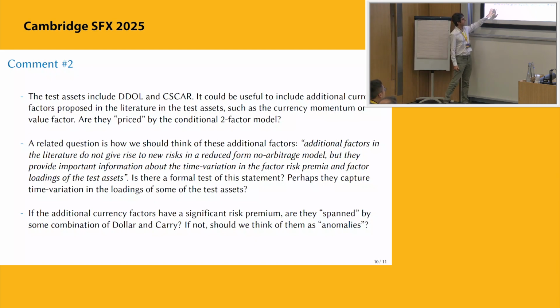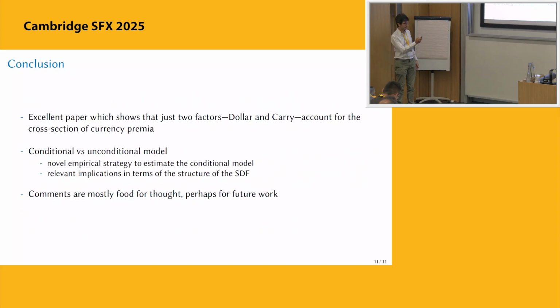And finally, if the additional currency factors have a significant premium, are they spanned by some combination of the dollar and carry? And if they are not spanned, should we think of them as anomalies? So I think these are all things that can be done and would be interesting to read about.